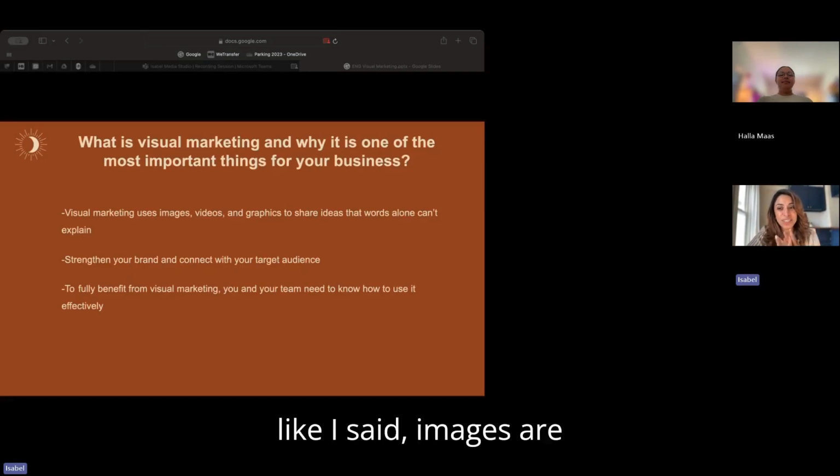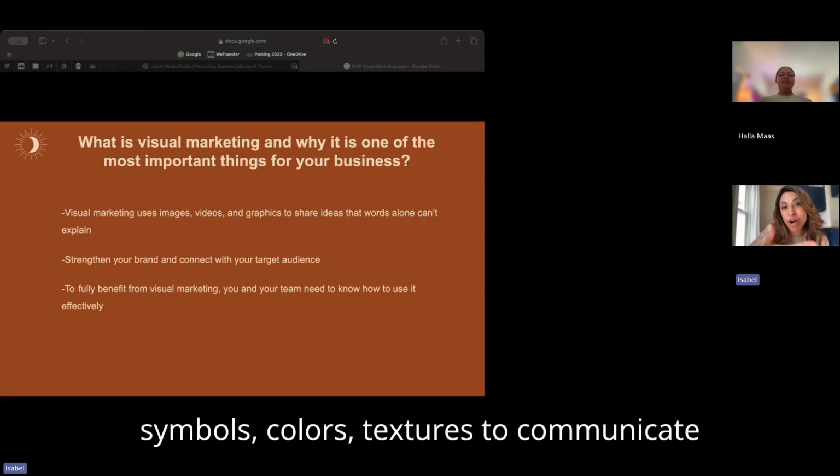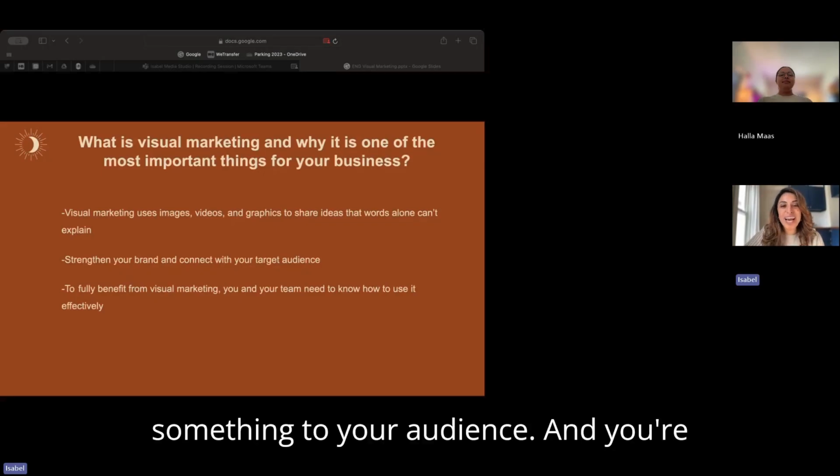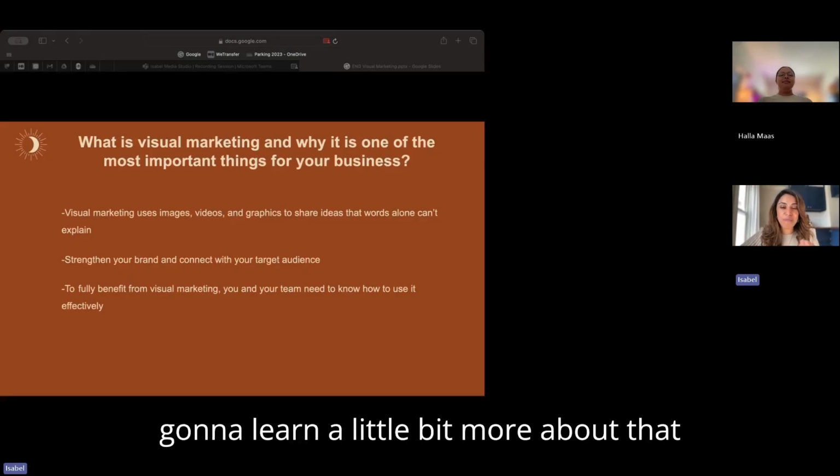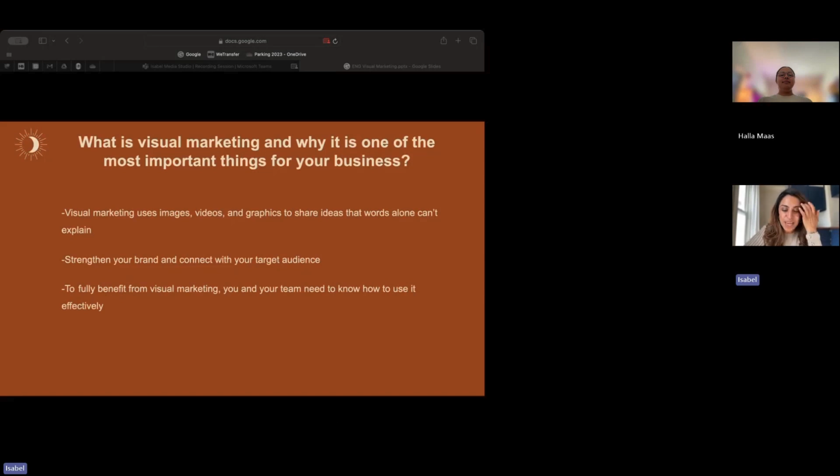And like I said, images are created so that, instead of words, you are using symbols, colors, and textures to communicate something to your audience. And you're going to learn a little bit more about that in this workshop.